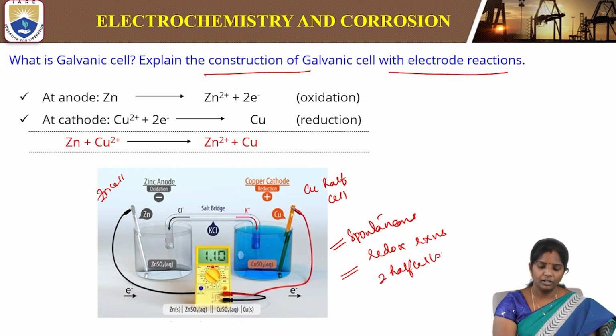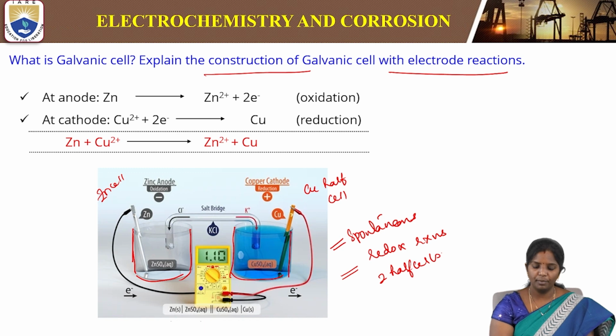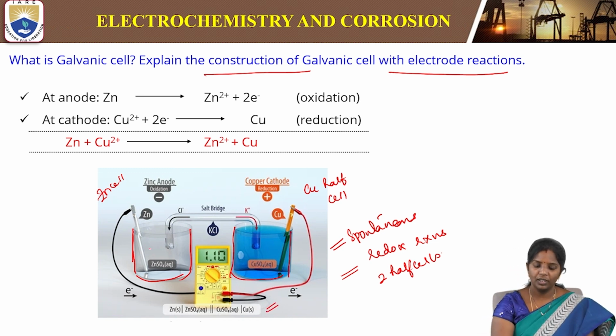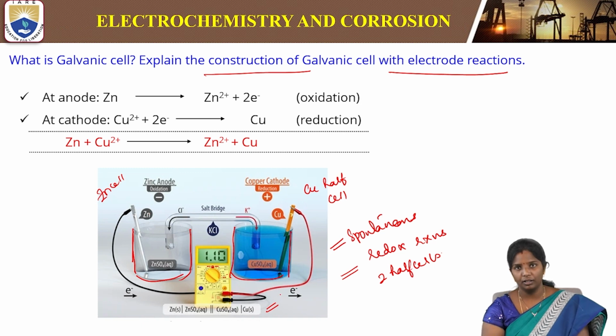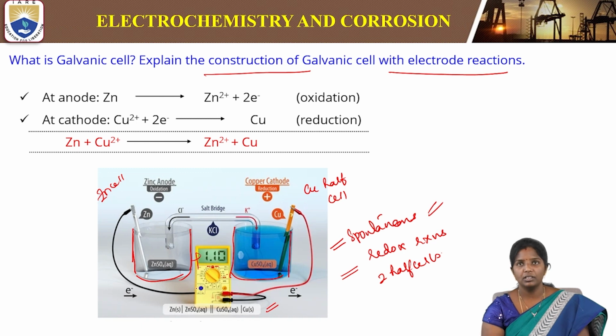Here there is zinc sulfate with a zinc rod and copper sulfate with a copper rod dipped, and these are connected with a salt bridge. Whenever we connect an ammeter, some potential is shown because a redox reaction is taking place. There is no need to apply any other energy. The spontaneous reaction is taking place. That is why it shows a positive voltage.